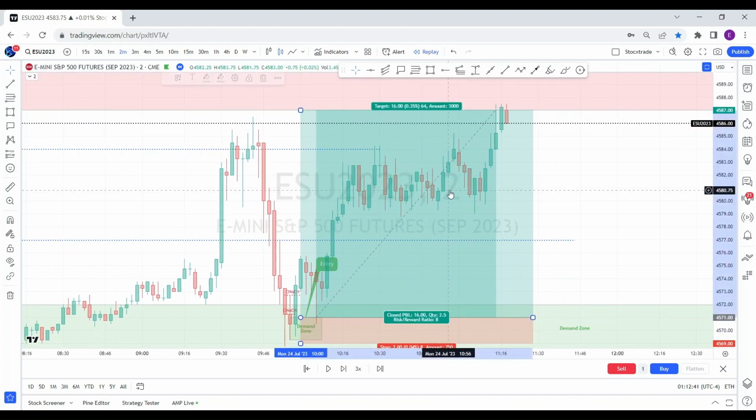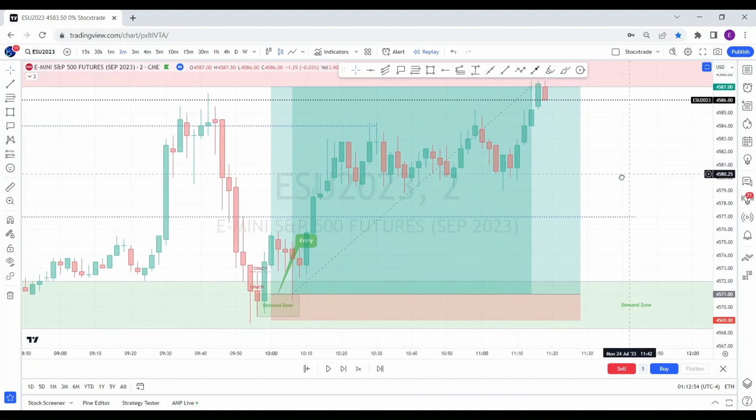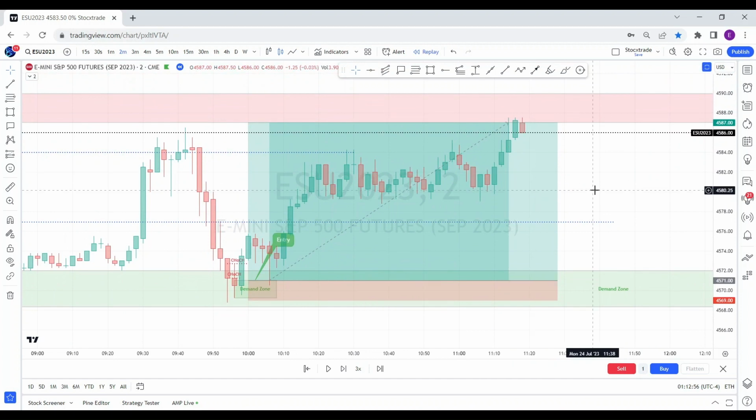16 points with two contracts will be $1,600, and your entry is with one contract, so you can get $800. So like this you can trade whatever ticker you want to trade, whether this is ES or NQ, Nasdaq, Russell, Dow Jones, Tesla, or whatever.